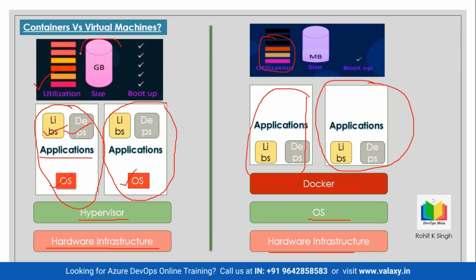A VM will take space in GBs. If you're launching a VM, at least 64 GB or 128 GB of space is required. Whereas a Docker container will take space in MBs. Then the boot up time: getting a Windows VM to come up takes time, correct? The boot up time is high. With a container, by running one command, within a second you will have that container up and running. So the boot up time is less.